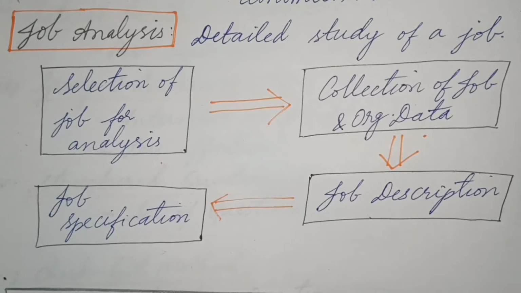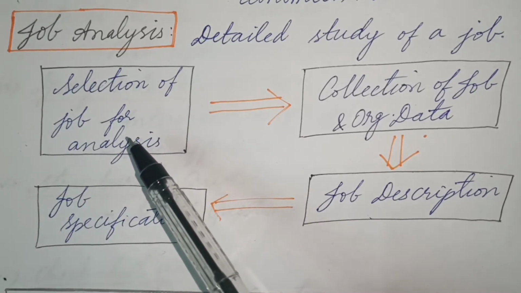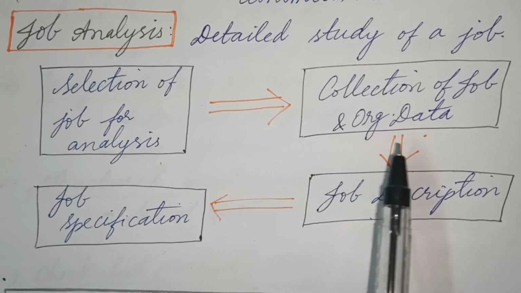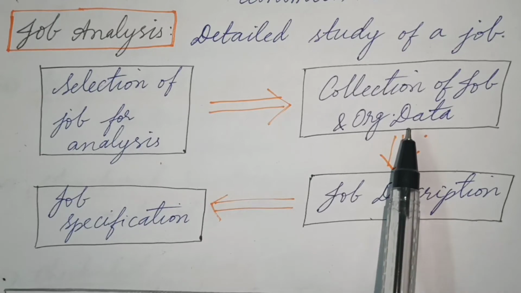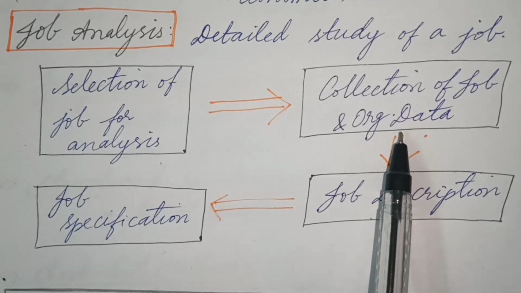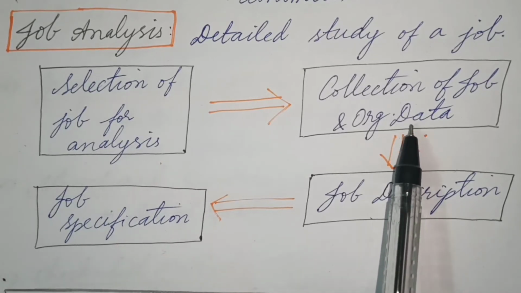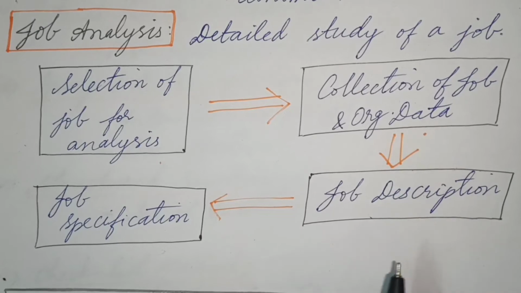So, now let's look at the process of job analysis. The first step in job analysis is a selection of jobs for analysis. So you need to select the jobs that you are going to analyze. That's the first step. And then the next step is collection of job and organization data. So after you choose what jobs you're going to analyze, you need to collect every information possible about that job and also about the organization for which you're collecting information. These would include the strategies, the policies, the vision, the mission, etc. of an organization.